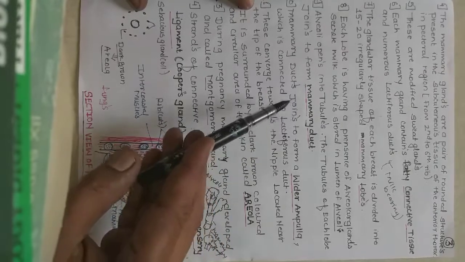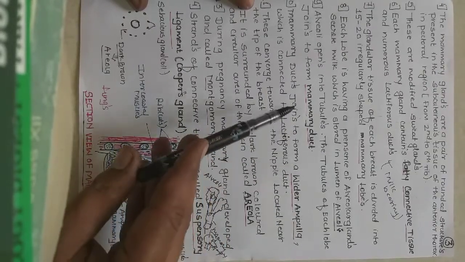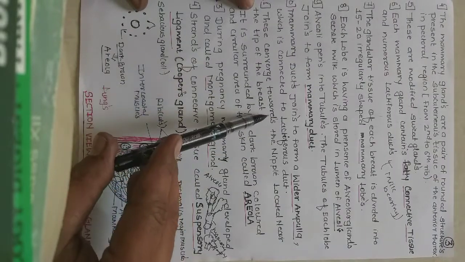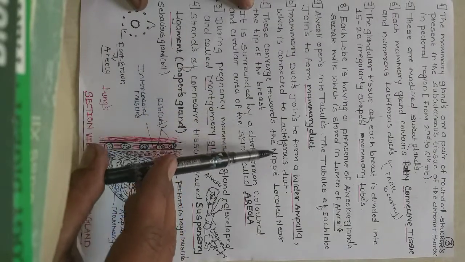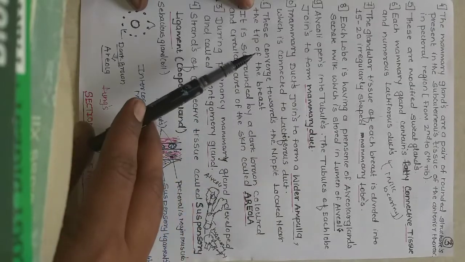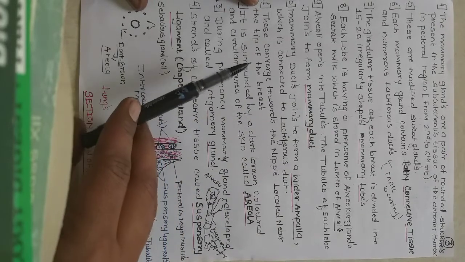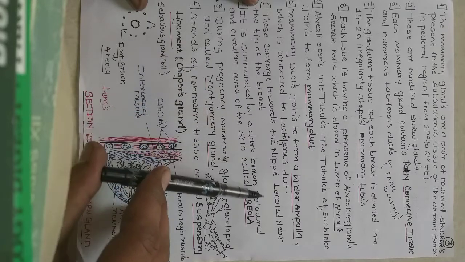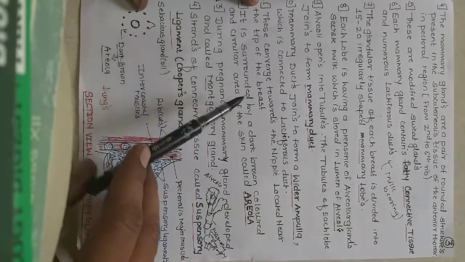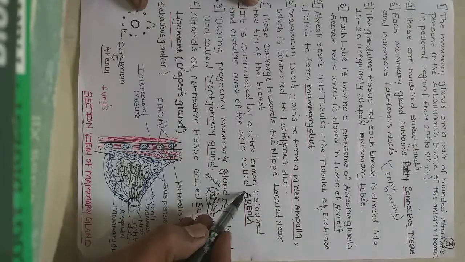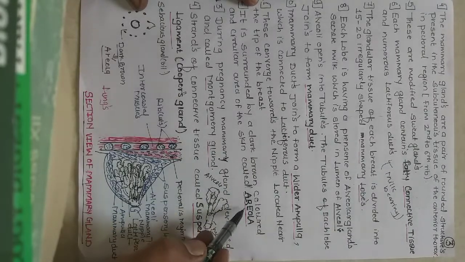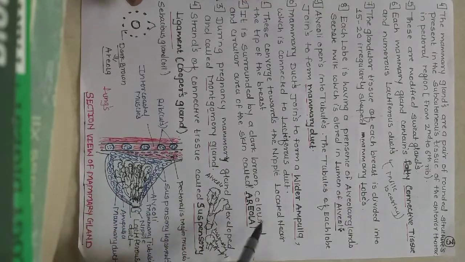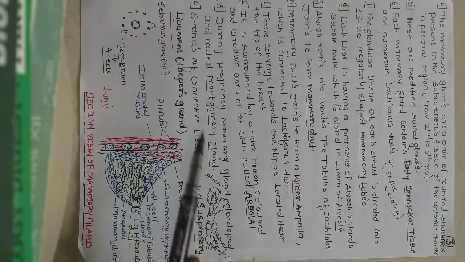So the mammary ducts join to form the wider ampulla, which is connected to the lactiferous duct, and these converge towards the nipple, located near the tip of the breast. It is surrounded by a dark brown colored circular area of skin. That circular dark brown skin is called the areola. This is one question that might be asked.